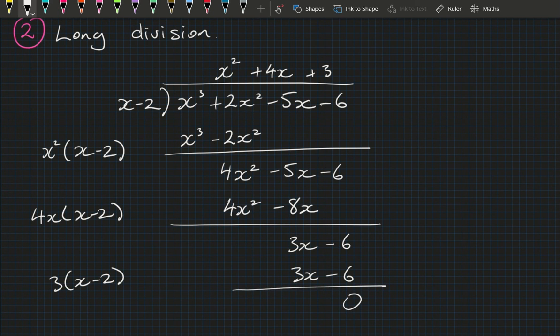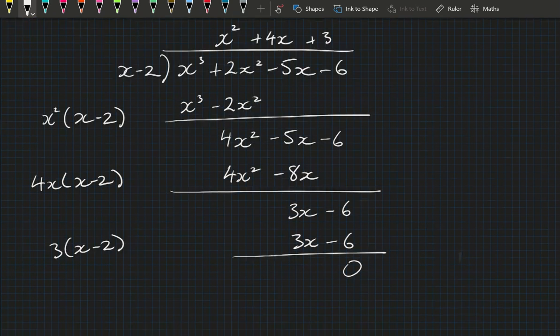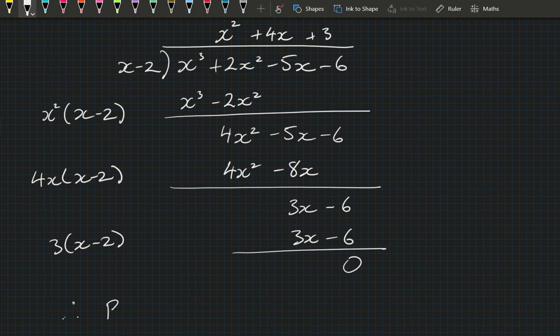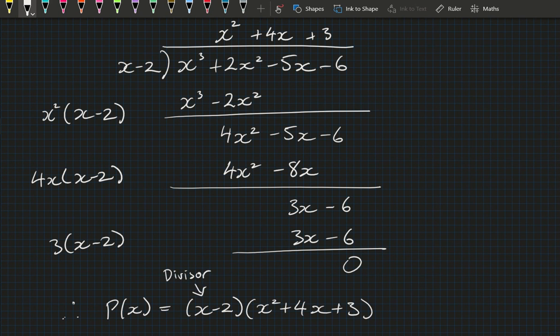And that's what we expected, right? It should be a remainder of 0 because it is a factor. So that means that our polynomial can be rewritten as x minus 2 times x squared plus 4x plus 3. Okay, because the x minus 2 is a divisor and the x squared plus 4x plus 3 is the quotient. Okay, so we've got a divisor, we've got a quotient.